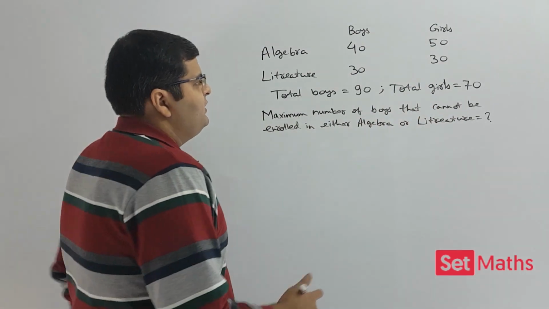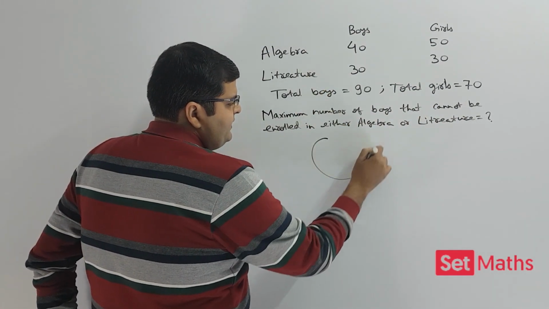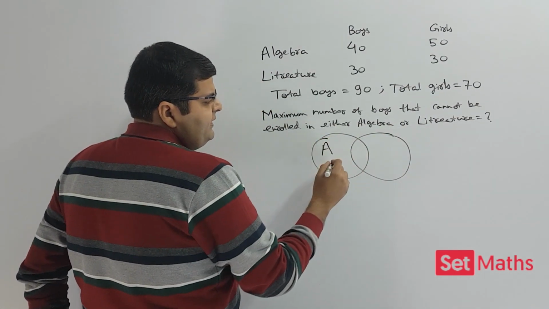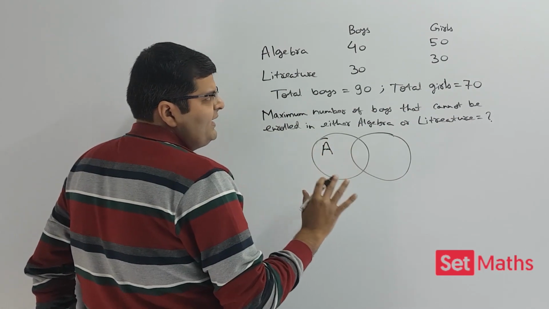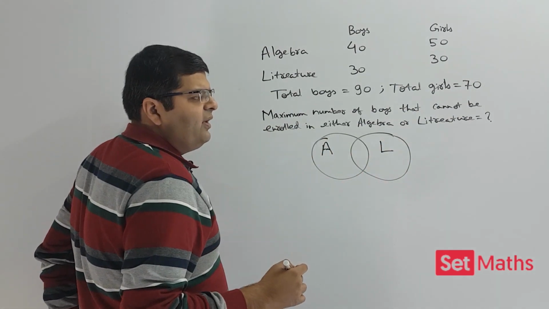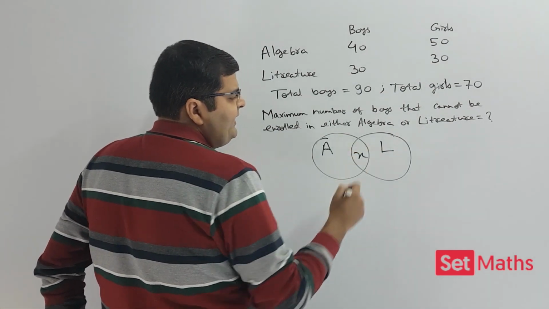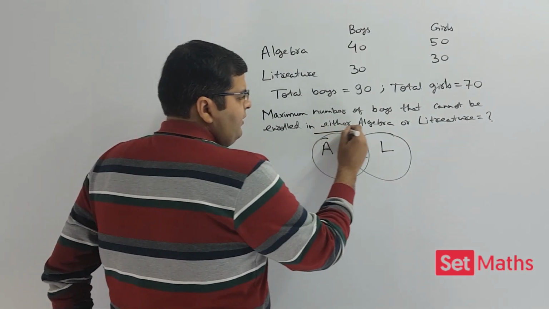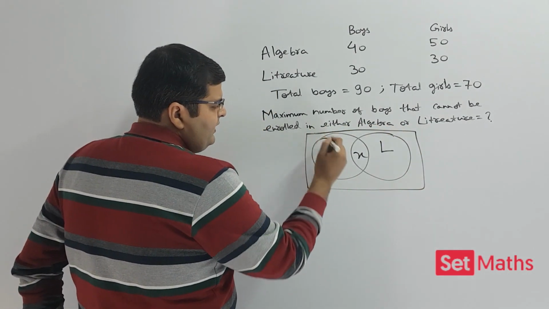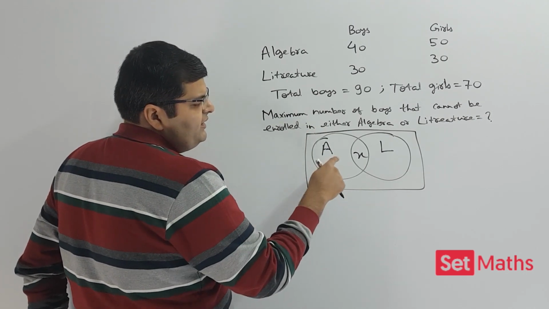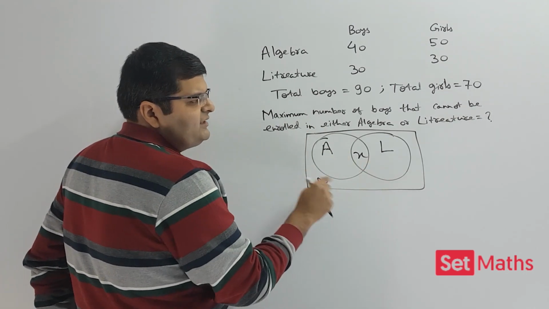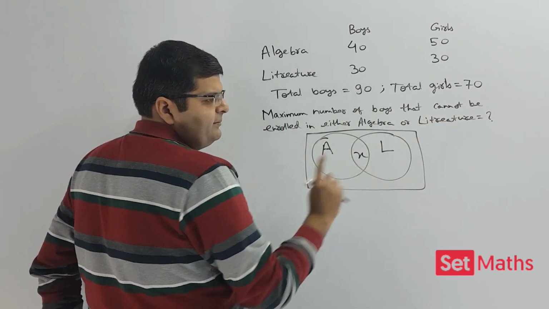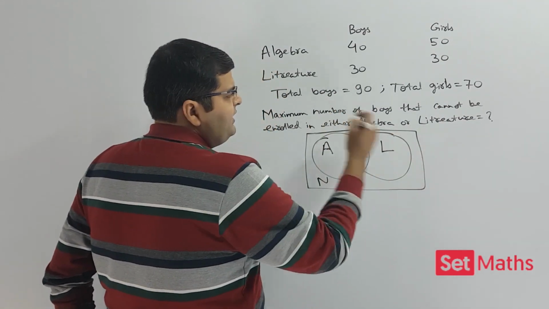literature. So for boys, if we create the Venn diagram here, this is the Venn diagram for boys. Let A be the number of boys enrolled in only algebra, L be the number of boys enrolled in only literature, and X be the number of boys enrolled in both of them. And N over here be the number of boys that are neither enrolled in algebra or literature. So we have to maximize N here because we have to find the maximum number of boys that cannot be enrolled in either of them.